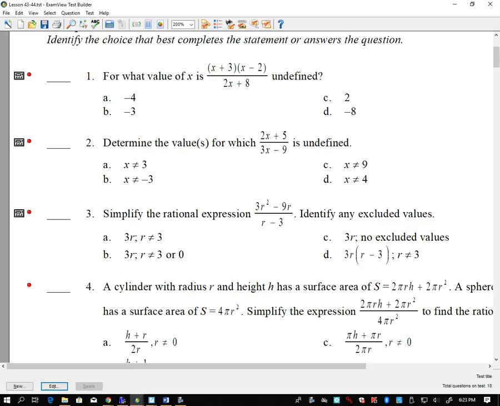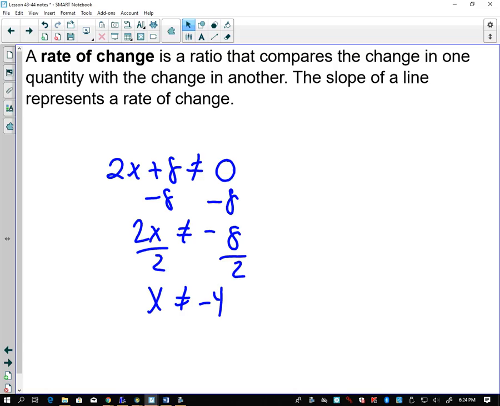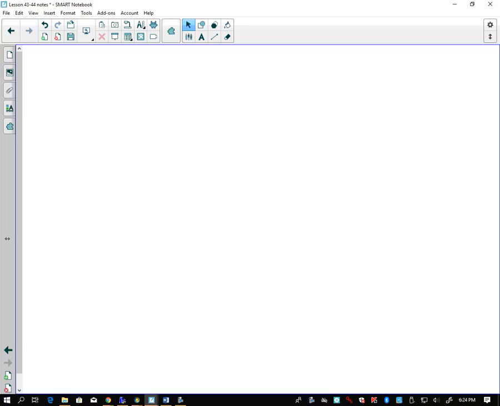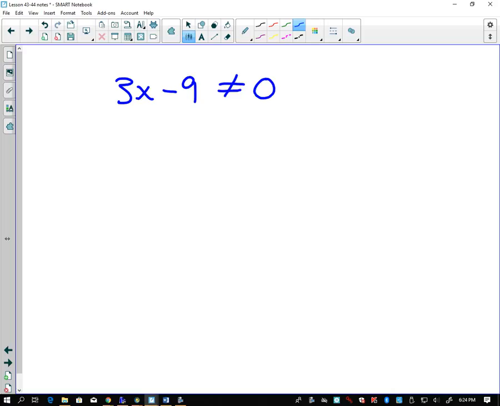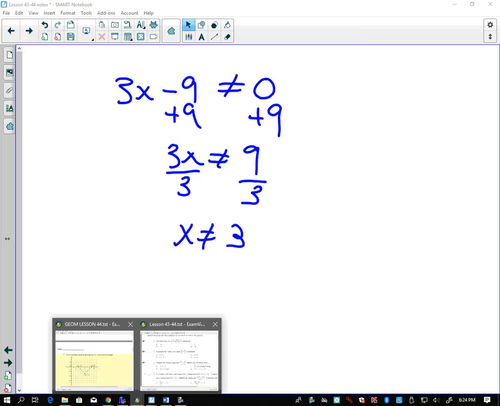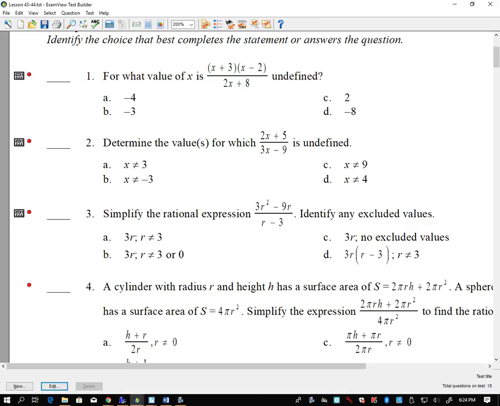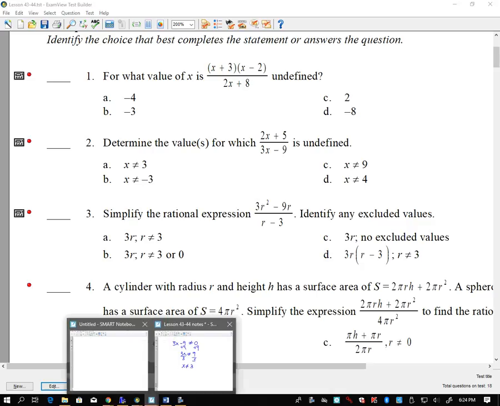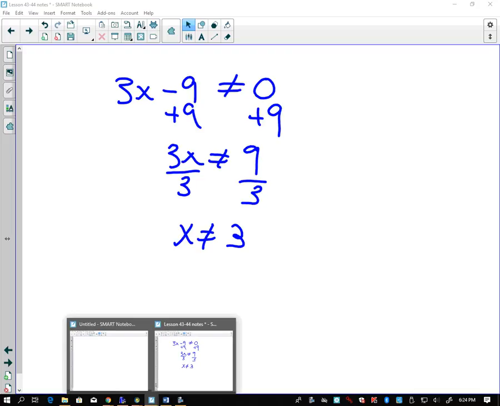Like on number 2, notice that 3x minus 9 is my denominator. We don't want that to be 0 or it'll make it undefined. We add 9, 3x, divide by 3, x should not equal 3. If it did, it's going to make my denominator be 0 and therefore undefined. We say x cannot equal 3.